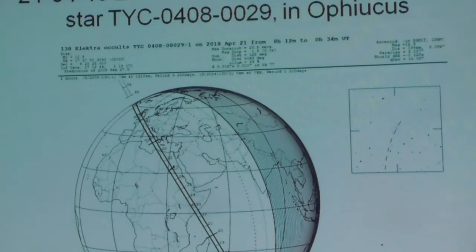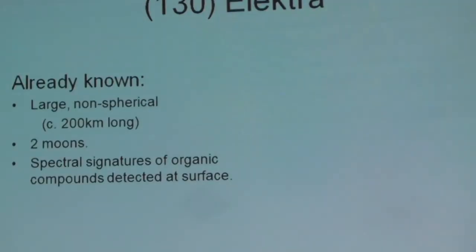Okay, so now onto a quite serious and successful observation. Quite a big asteroid, Electra, was forecast to occult a magnitude 11 star. There's the path. There's various things known about it already. Two moons, non-spherical, pretty big.